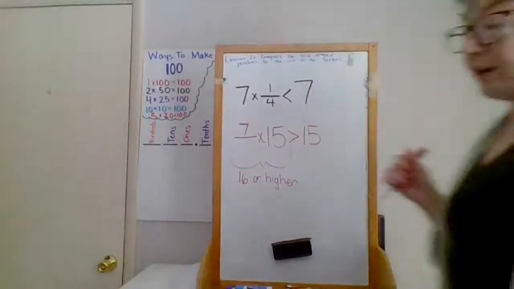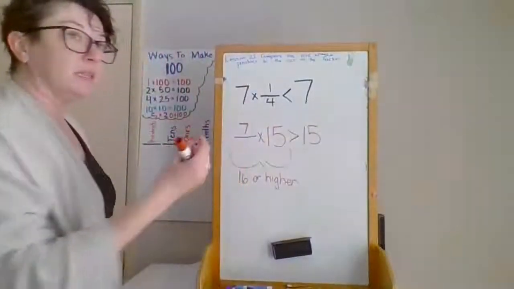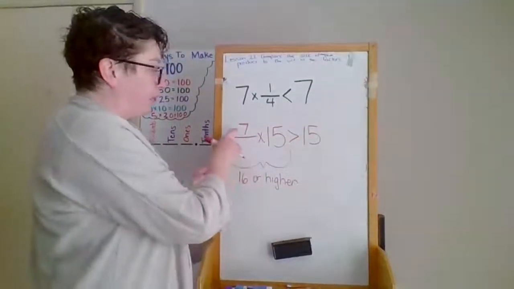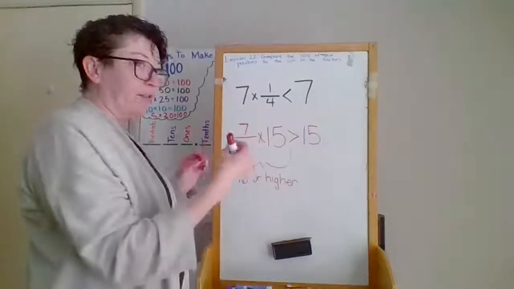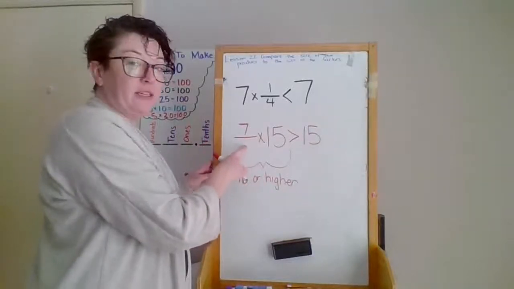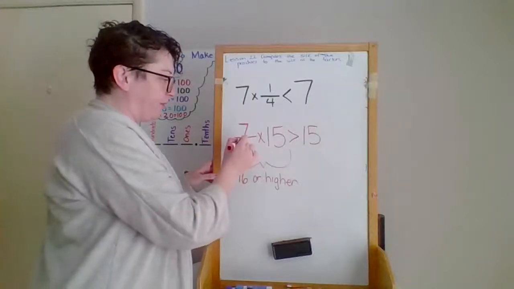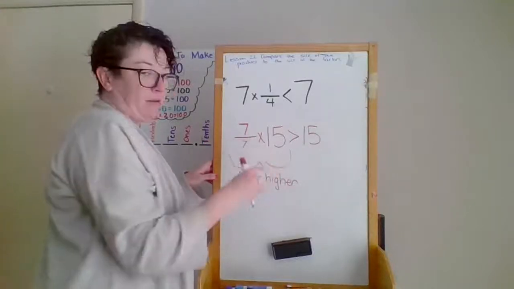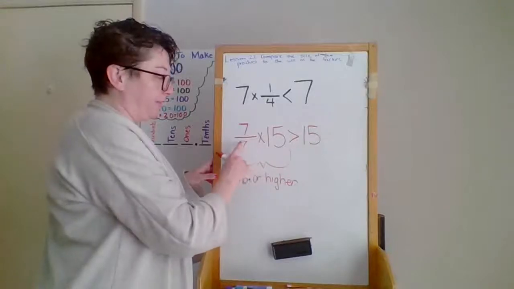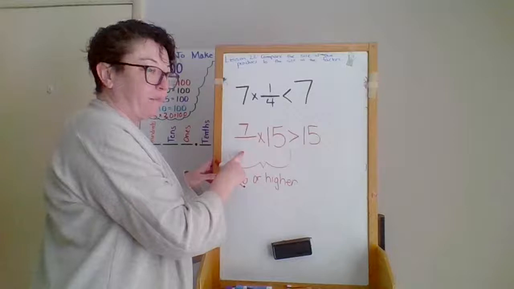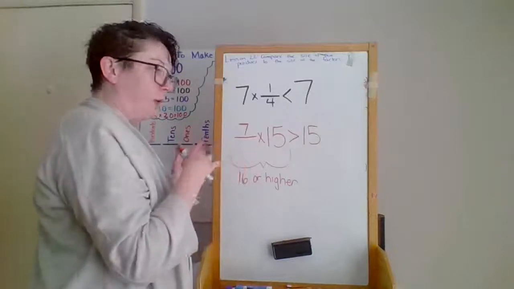To make a number bigger, we have to multiply it by something that's greater than 1. So in order to make this fraction greater than 1, the denominator is going to have to be less than 7. Because if I did 7 over 7, that would equal 1, and it would stay the same. It would be equal to 15. So this has to be something smaller than 7.